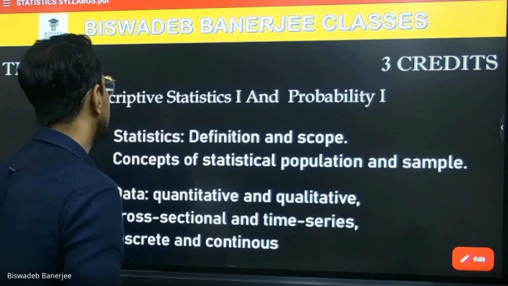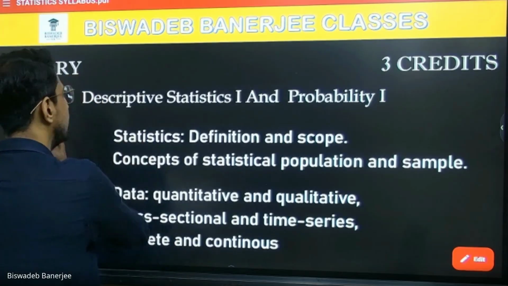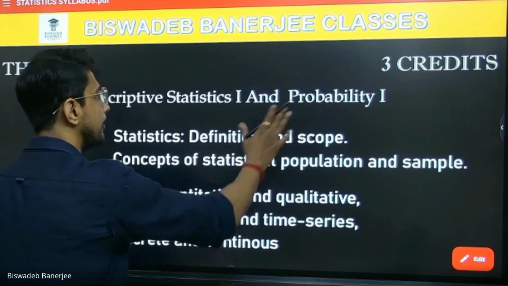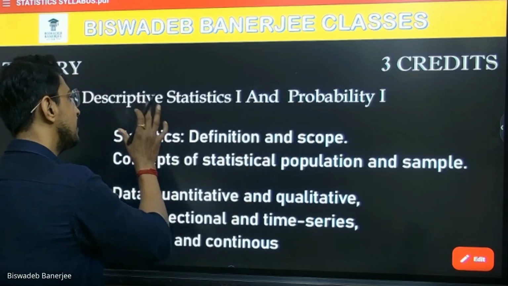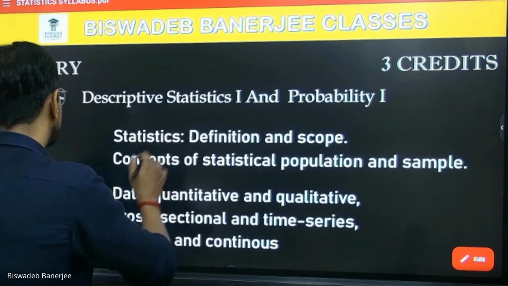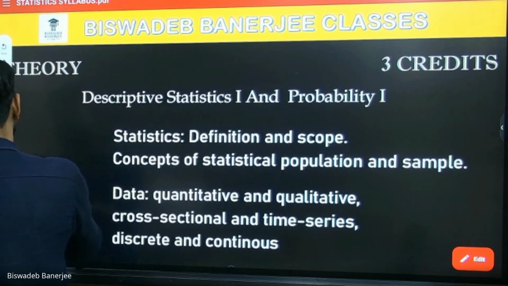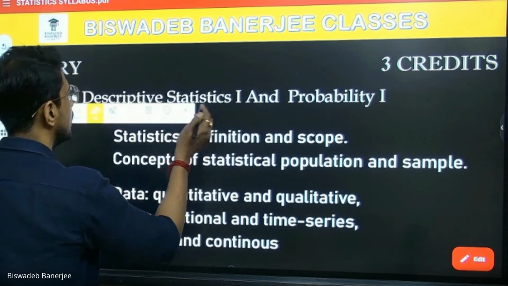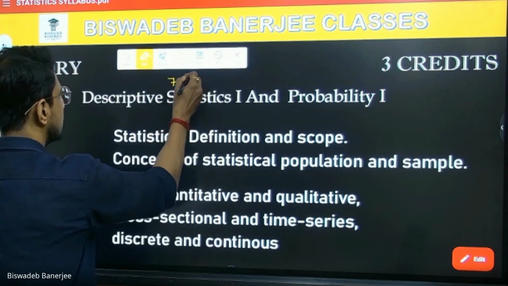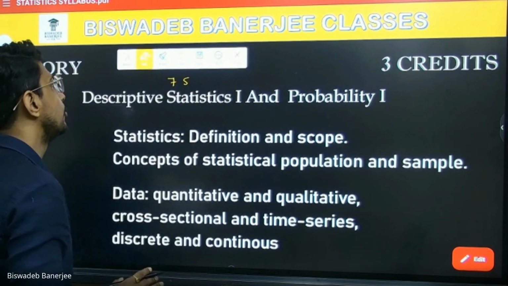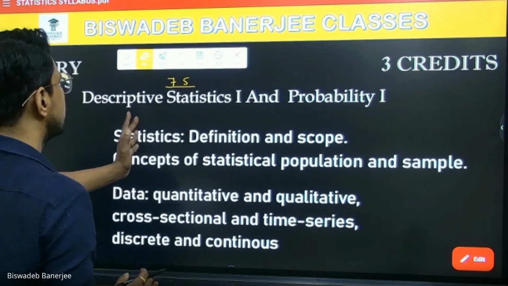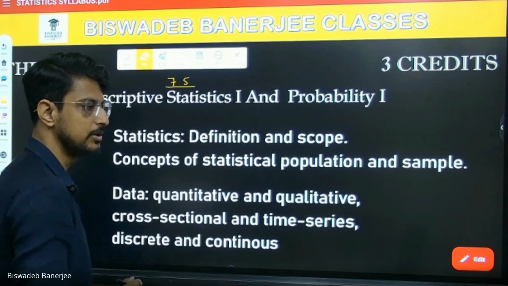So in statistics, the first part is theory, which contains descriptive statistics 1 and probability 1. So my first topic is descriptive statistics 1 and probability 1, and this entire portion has 75 marks in the theory portion.